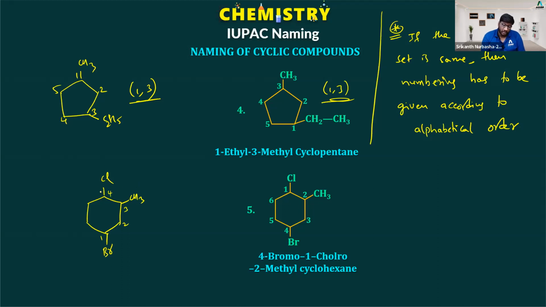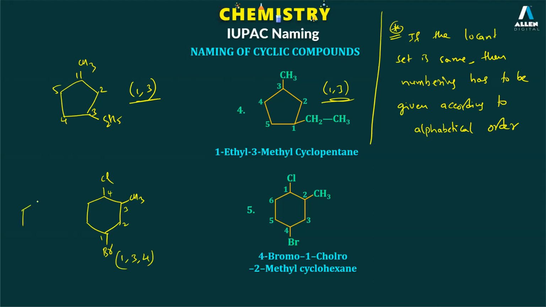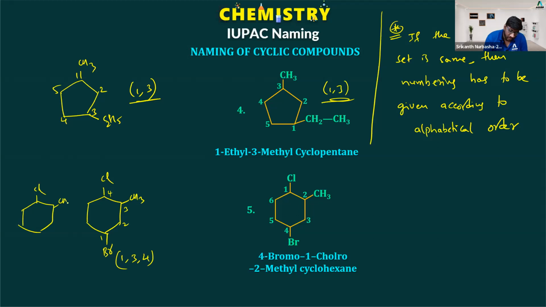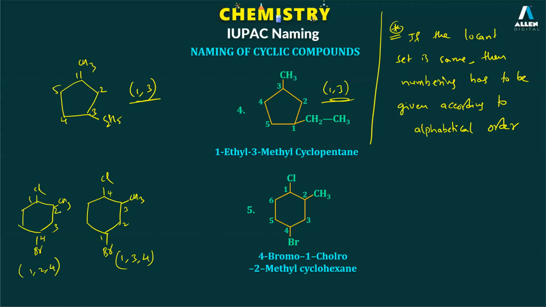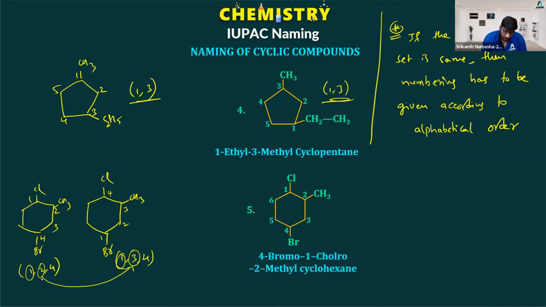You can also give numbering from this way. Like if I give numbering in this fashion, I'm getting what sets? 1, 3, 4. If I give numbering in the other way, like Cl, CH3, Br, 1, 2, 3, 4, I'm getting what? 1, 2, 4. So now if you look at the lowest locant rules, 1 is not the first point of difference; 2 and 3 is the first point of difference. Among 2 and 3, 2 is smaller, so this should be the correct order of giving numbering. So if the locant set is same, then numbering has to be given according to alphabetical order.